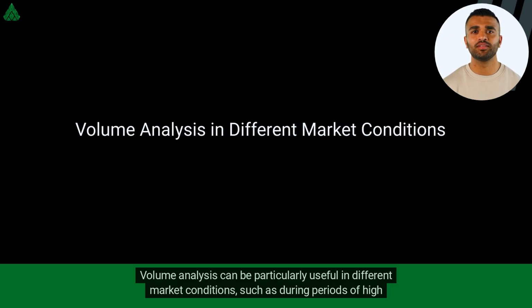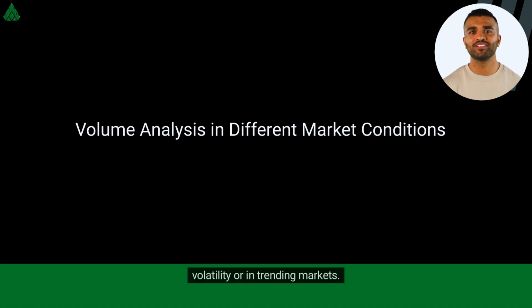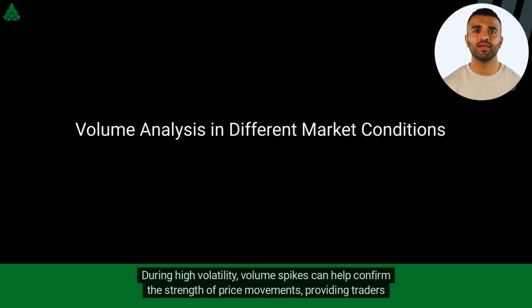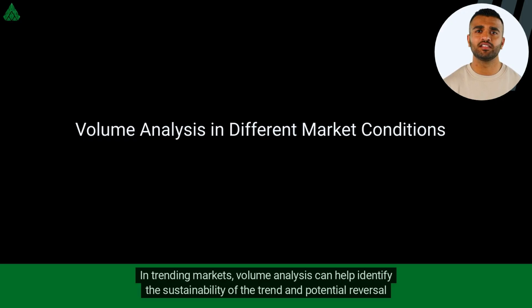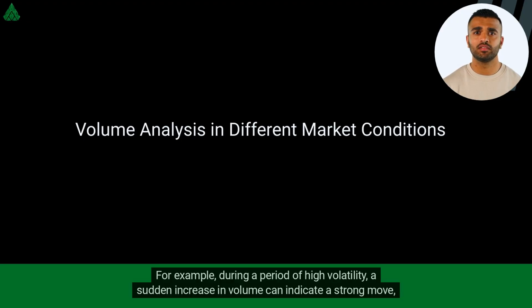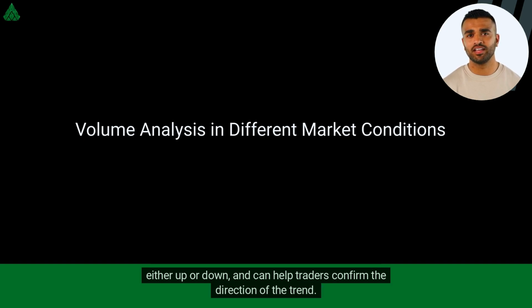Volume analysis can be particularly useful in different market conditions, such as during periods of high volatility or in trending markets. During high volatility, volume spikes can help confirm the strength of price movements, providing traders with more confidence in their trades. In trending markets, volume analysis can help identify the sustainability of the trend and potential reversal points. For example, during a period of high volatility, a sudden increase in volume can indicate a strong move, either up or down, and can help traders confirm the direction of the trend.